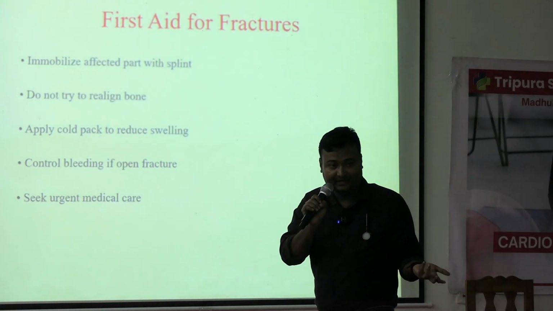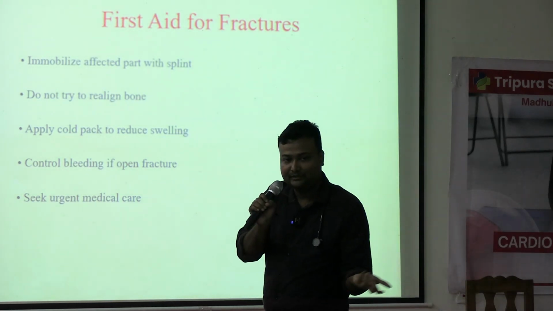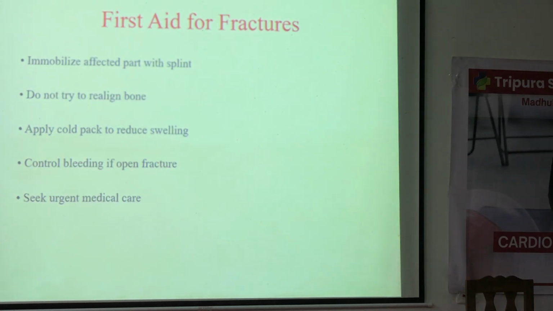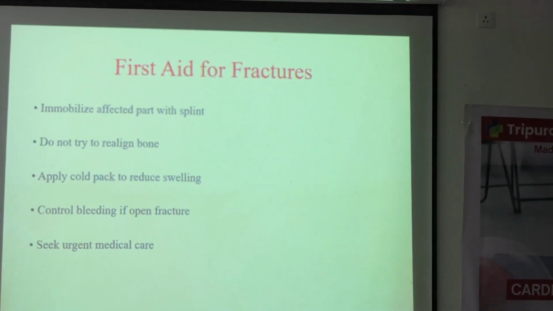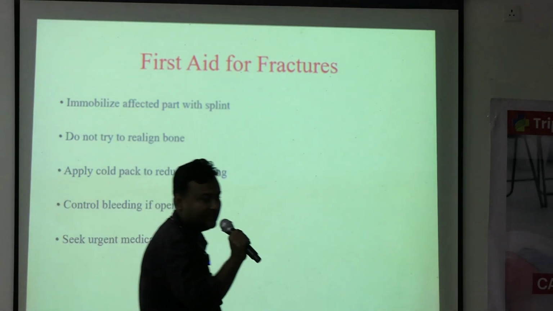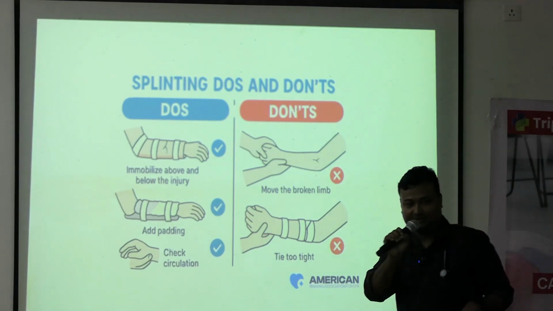If there is any bleeding, you should apply bleeding first aid. You can apply pressure. If bleeding is uncontrolled, the last resort is to use a tourniquet. You can use a pressure bandage. After giving primary aid, you should transfer the patient immediately to get professional aid.